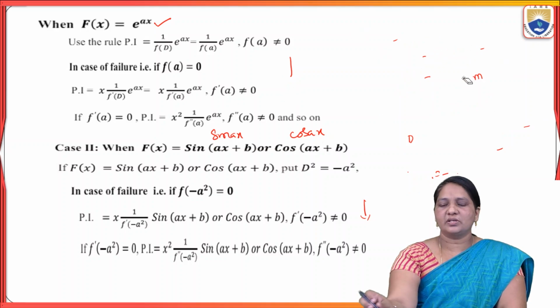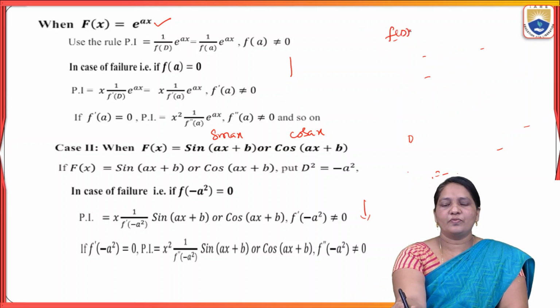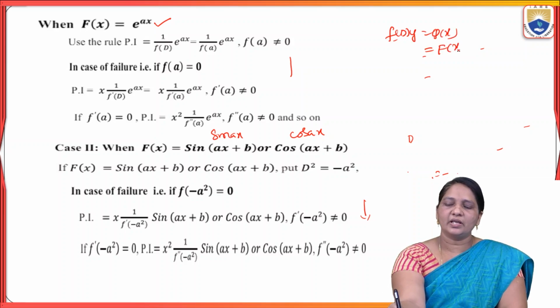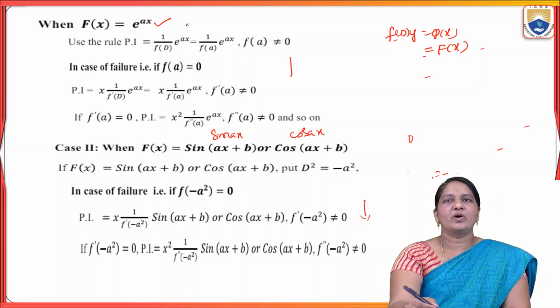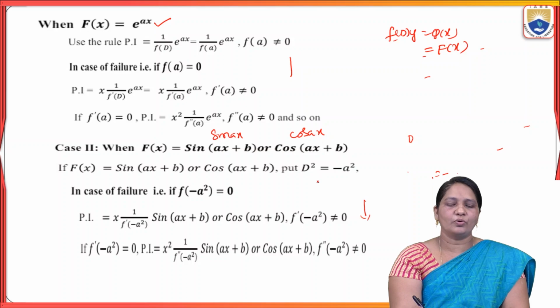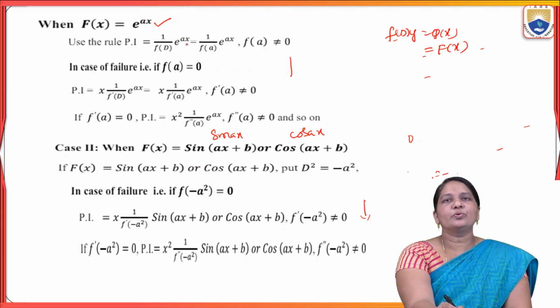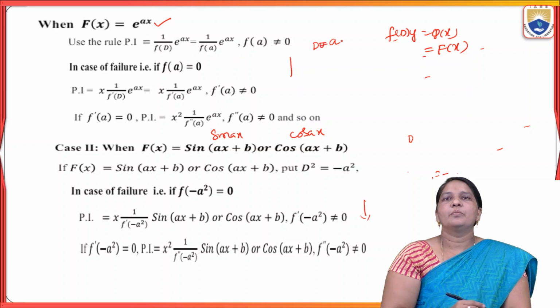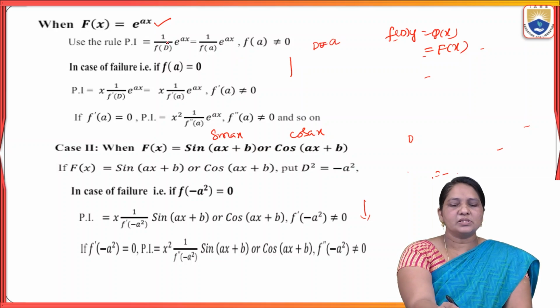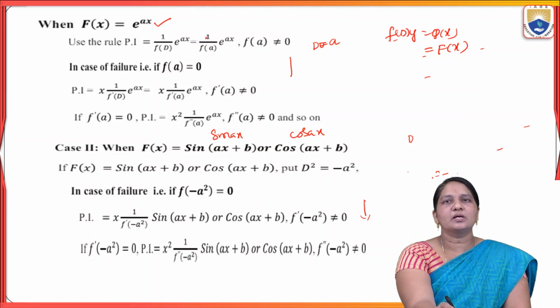The non-homogeneous equation is f of D into y equal to Q of x, or here in place of Q of x we can write f of x. In place of f of x, first if you have e power ax, the procedure to find the particular integral is 1 by f of D into e power ax. Here in place of D we replace a, that means put D equal to a. So we get 1 by f of a into e power ax.